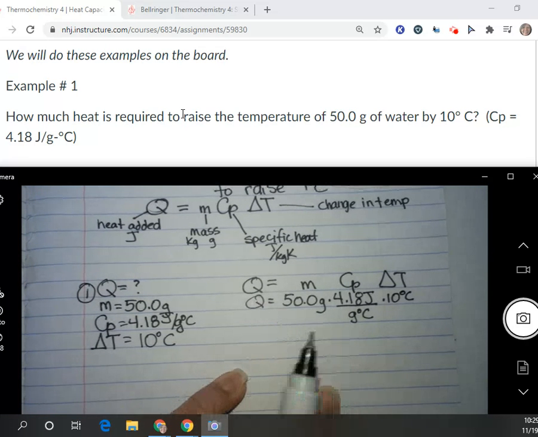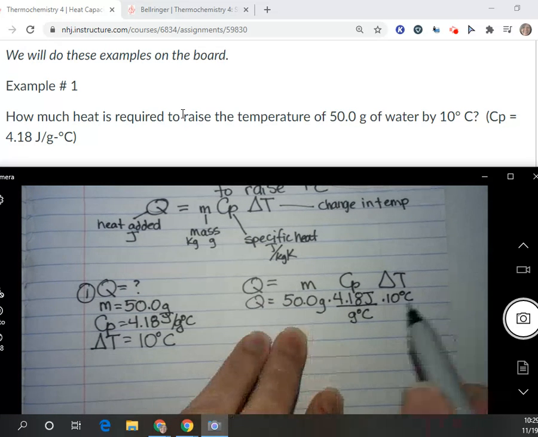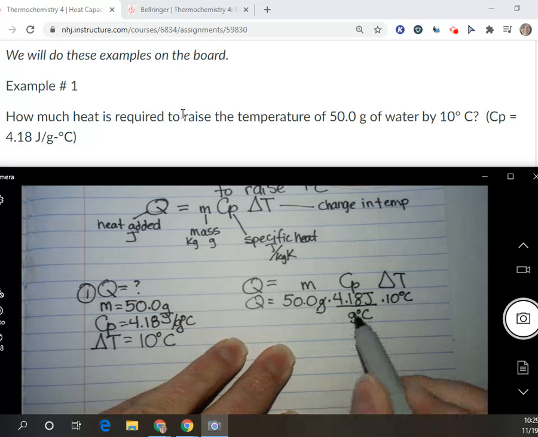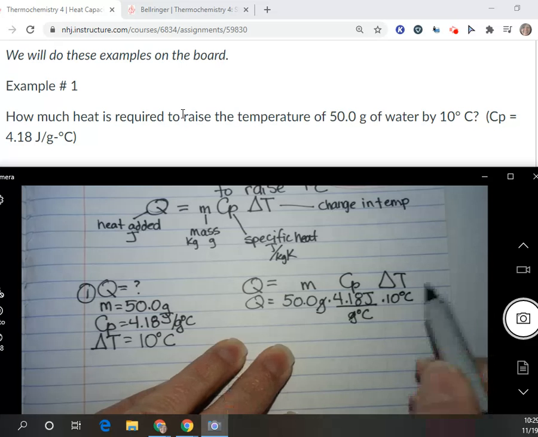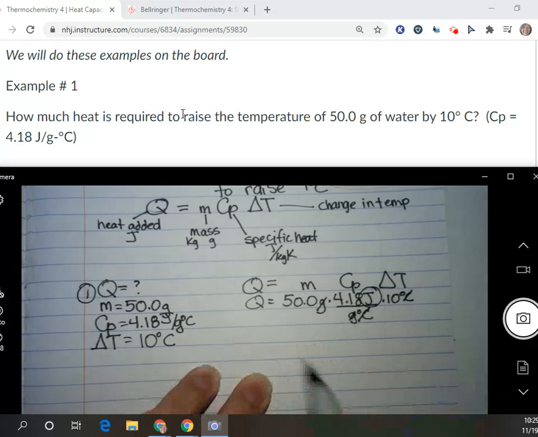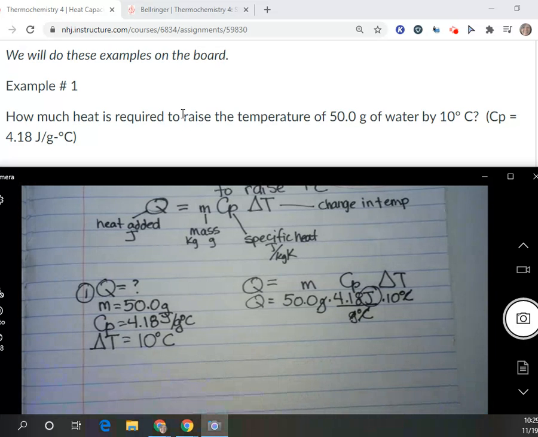So before we do any math on this, it's super convenient. We're just looking for Q. We're going to look at the units. Grams on top, grams on bottom, so they're going to cancel. Degrees Celsius on top, degrees Celsius on bottom, so they're going to cancel. So we know that the unit that we're going to have is joules. So then I can check my work there. I can say, all right, I know that Q is measured in joules. So I'm on the right track.